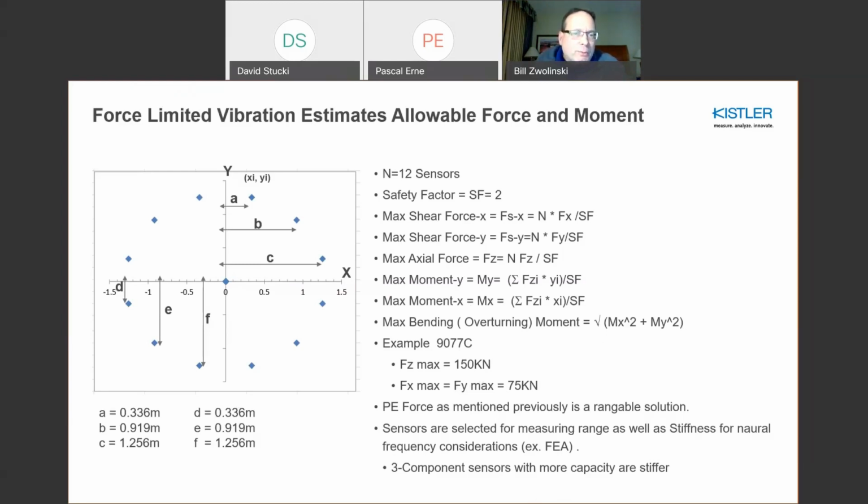So there's a lot of work being done to also model the force ring and determine the resonant characteristics by FEA as well. So quite a bit of analysis with regard to determining the correct fixture for the test.